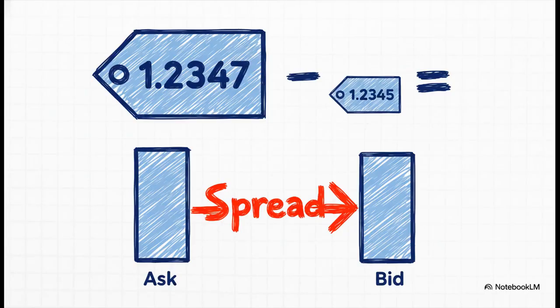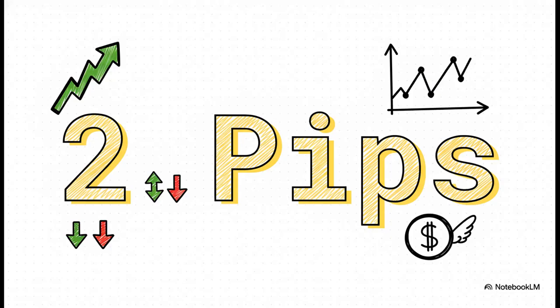And the math could not be simpler. Your cost, which is the spread, is just the ask price minus the bid price. This is your immediate cost of doing business. And the smaller that gap is, the less the price has to move in your favor just to break even. That's why you'll always hear traders looking for the tightest spreads possible. So using our last example, 1.2347 minus 1.2345 gives us a difference of 0.0002. Since the pip is in that fourth decimal place, that translates to a spread of exactly 2 pips. That's your cost to enter that trade right there.